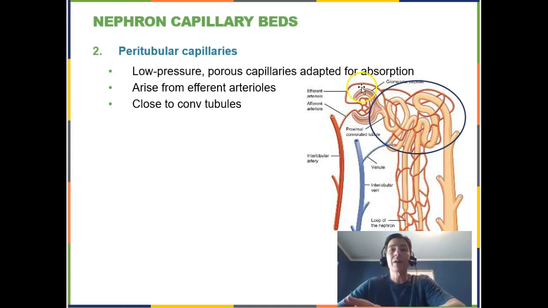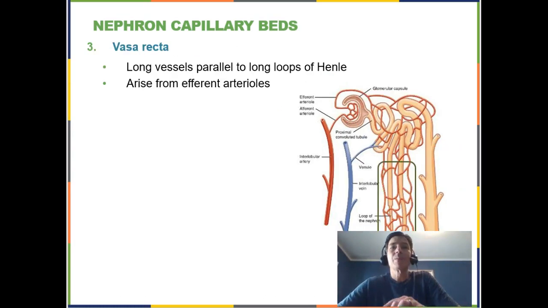So you want to think of the blood losing fluid in the glomerulus, or in the capsule, and then the bloodstream flows through the peritubular capillaries parallel to the fluid that it just lost. Then you have just another group of blood vessels also connected to the peritubular capillaries called the vasa recta. And all you want to know right now is that the vasa recta is closely associated with the loop of Henle, or the loop of the nephron.